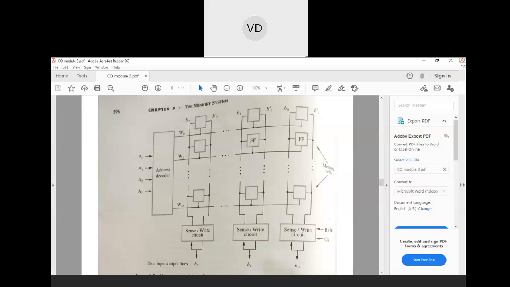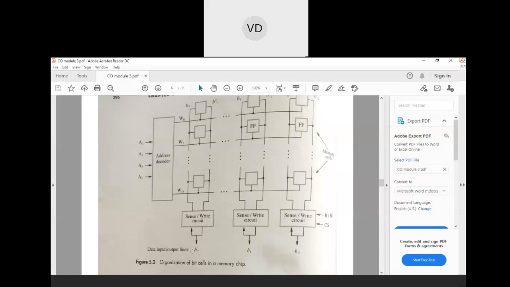Each word has 8 bits. One row means one word, the second row is the second word, the third row, like this. Each row indicates a single word. Each column indicates a single bit of that particular word, and each of them is connected to the original bit and its complement. And we are getting the output as only 8 bits. You can see at the bottom the data input and output lines, B0 to B7. So this is the output.